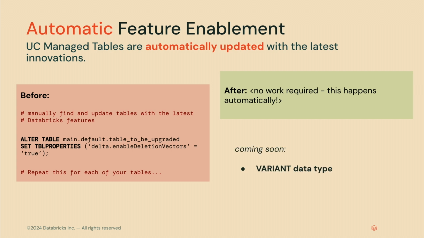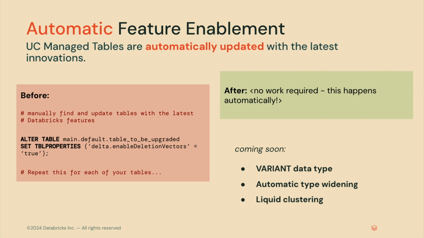And coming soon, we have a few more exciting features that will be enabled by default. First, we have the variant data type, which improves performance on processing unstructured data by up to 10 times. We'll also have automatic type widening, which widens data types automatically when there's a data type change on your schema without any data rewriting. And last but not least, we have liquid clustering. This is a customer favorite and one of the fastest adopted features on Databricks. And once enabled by default, it can really speed up your query performance.